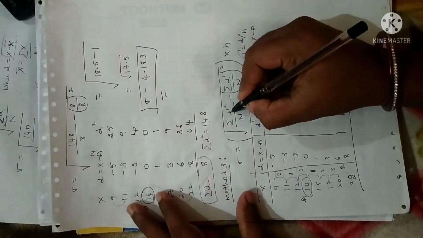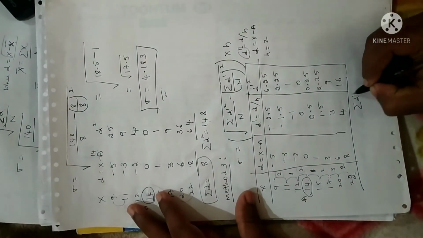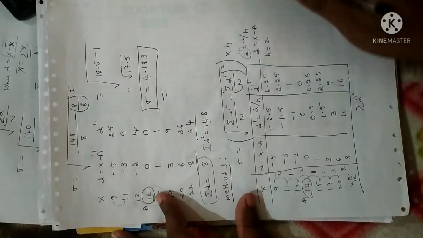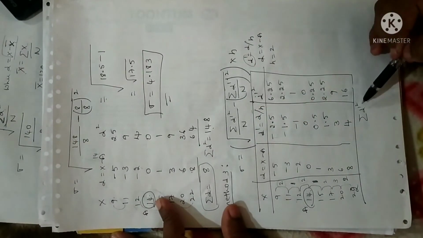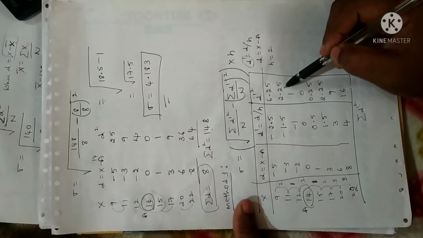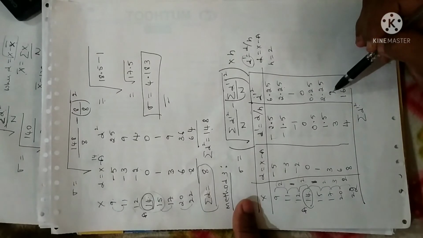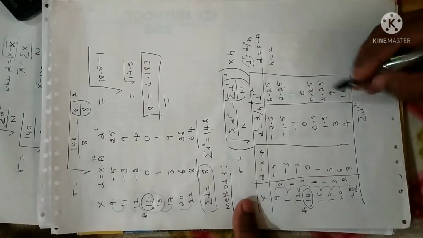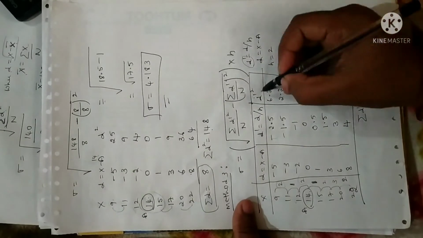Fine. Now what else is required? Sigma d dash square. In the sense, you have to add all these values. Once you write the formula, you can note whatever data we have to find. So we need sigma d dash square. So let me add 6.25 plus 2.25 plus 1 plus 0.25 plus 2.25 plus 9 plus 16. When you add all these data, you will get 37. Fine. So I have obtained sigma d dash square.